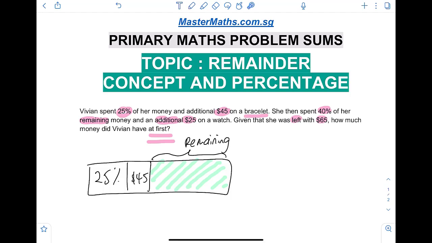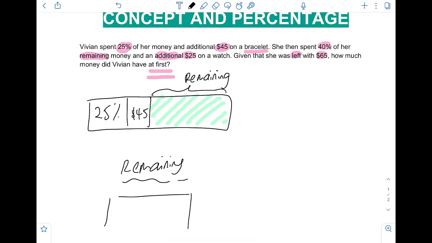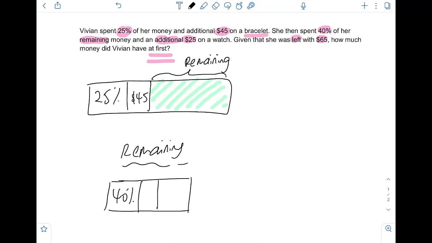She then spent 40% of her remaining money. So out of this remaining block here, she spent 40% of that. So what we'll do, we will focus on the remaining amount of money right now, whereby for the block of remaining amount of money, she spent 40% and an additional $25 on a watch.